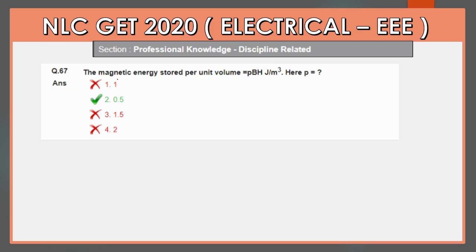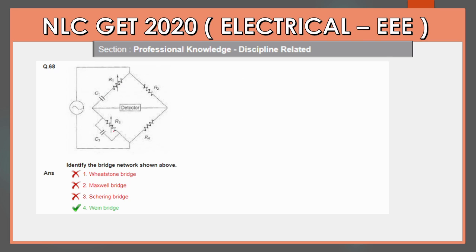Then it is asking in next question, the magnetic energy stored per unit volume is dash. We know that it is half into B into H. So this is the answer. B value is half, 0.5. Second option. Next question, it is saying identify the bridge network shown above. This is also a direct question. The answer will be Wien bridge.